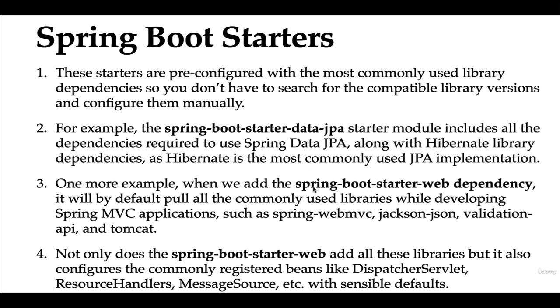So Spring Boot provides the Spring Boot Starter Web dependency to develop Spring MVC applications, and this starter dependency will internally pull all the commonly used libraries while developing Spring MVC applications, such as Spring Web MVC, Jackson JSON, Validation API, and Tomcat. Okay, so this is awesome, right? So instead of adding all the Spring MVC related dependencies such as Spring Web MVC, Jackson JSON, Validation API, and Tomcat, we can simply use this single Spring Boot Starter Web dependency. This dependency will internally pull all these dependencies and it will manage the versions of all these dependencies, right?